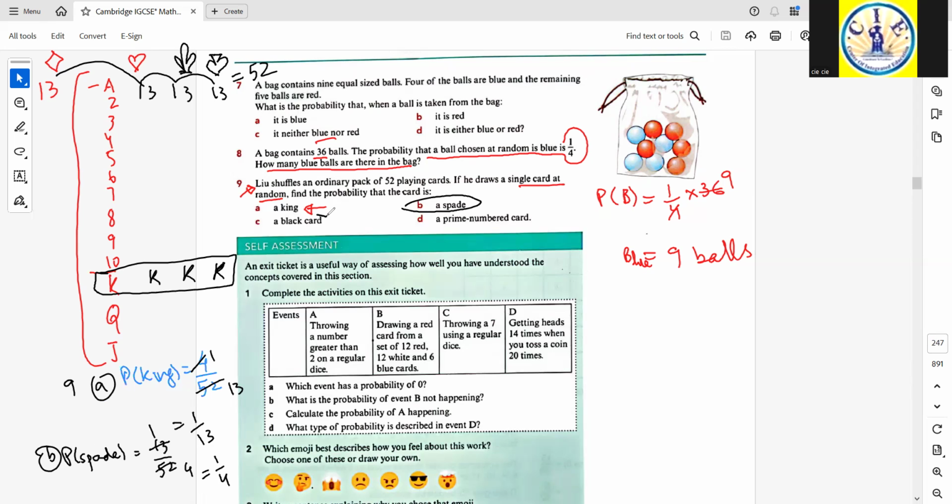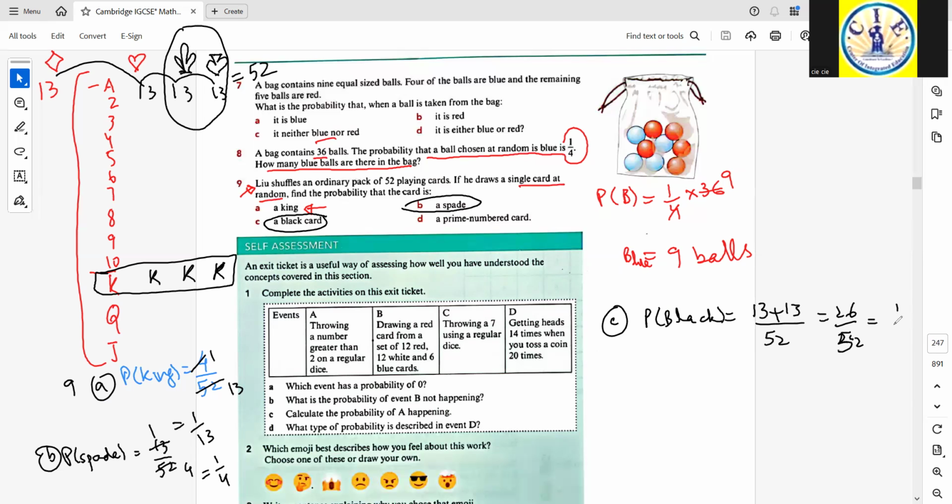And a black card. A black card, so these are these black cards, which is 13 plus 13 divided by 52. That is 26 by 52, which is 1 by 2. 26 ones are 26 and 26 twos are 52. So half of the cards are black and half of the cards are red. That's why.